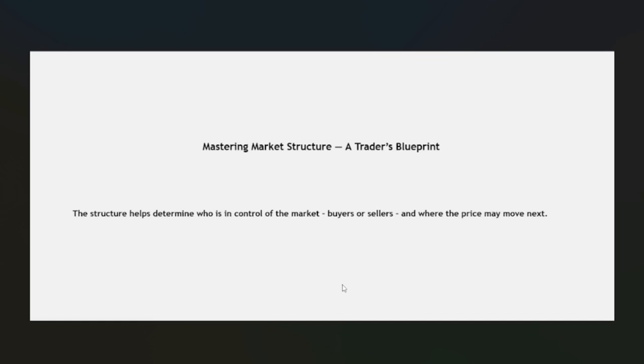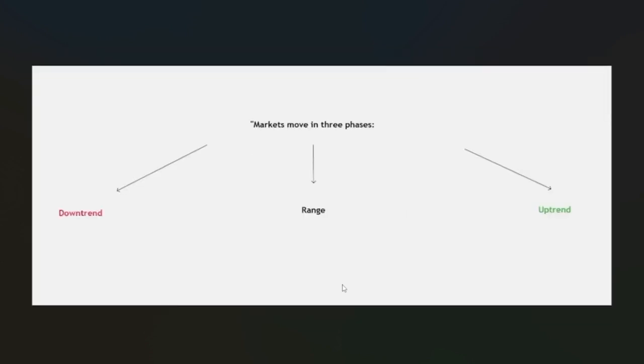First of all, market structure helps us to determine who is controlling the market right now, buyers or sellers, and where price may move next. So we need to identify our supply and demand zones. The market consists of three main phases: downtrend, range, and uptrend.